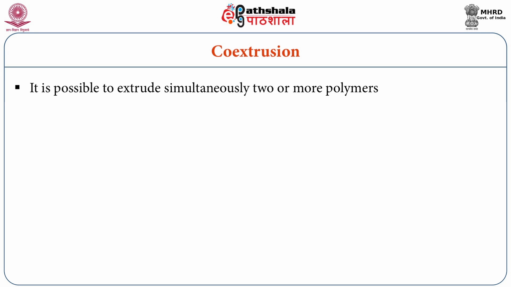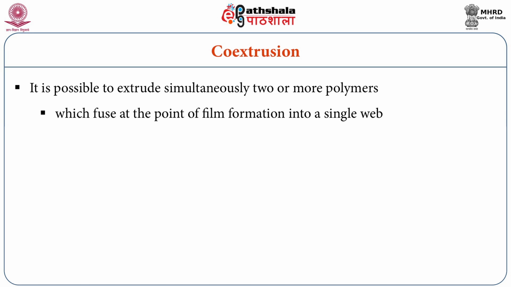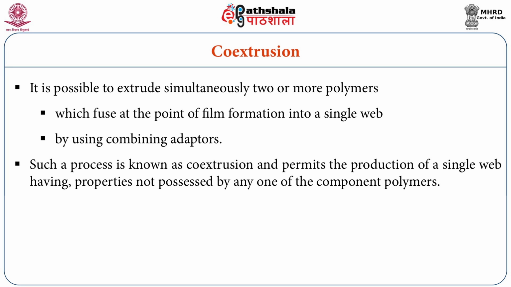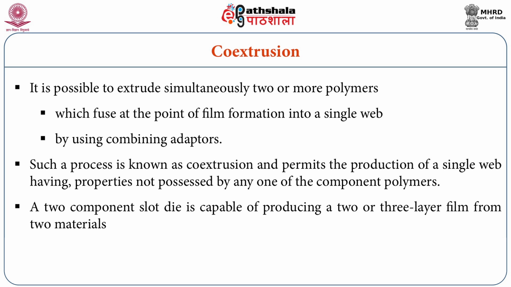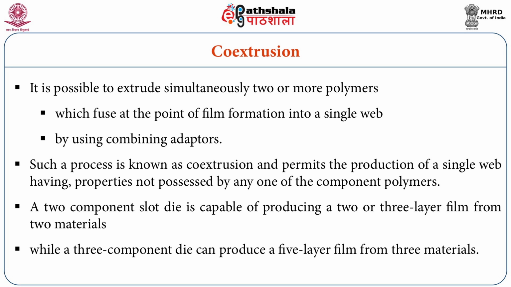Next process is coextrusion. It is possible to co-extrude simultaneously two or more polymers which fuse at the point of film formation into a single web by using combination adapters. Such a process is known as coextrusion and permits the production of a single web having properties not possessed by any one of the component polymers. A 2-component slot die is capable of producing a 2 or 3 layer film from 2 materials, while a 3-component die can produce a 5 layer film from 3 materials.